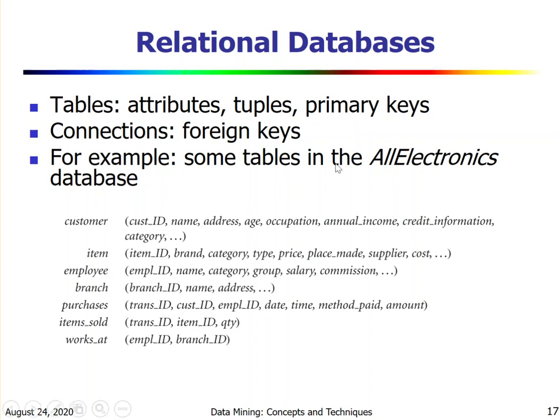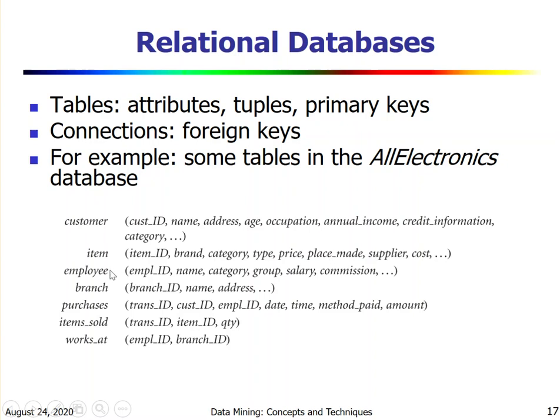In our book, they used the AllElectronics database as example. So this is a database, which has a set of tables. Here customer is one table. In this table, we have a number of columns, also called attributes. Those describe a customer: its name, address, age. And we also have a different table, item. Those are the things that people can buy. You have item ID, brand name, category, type, price, place made, etc.